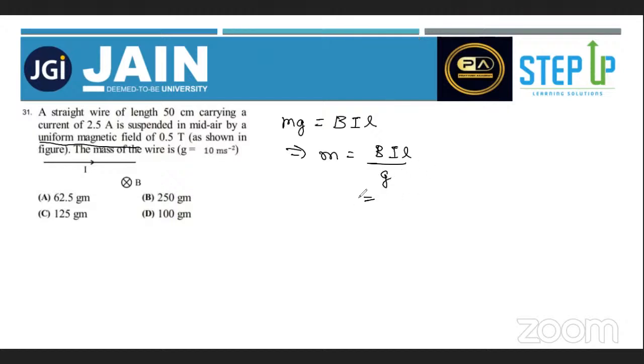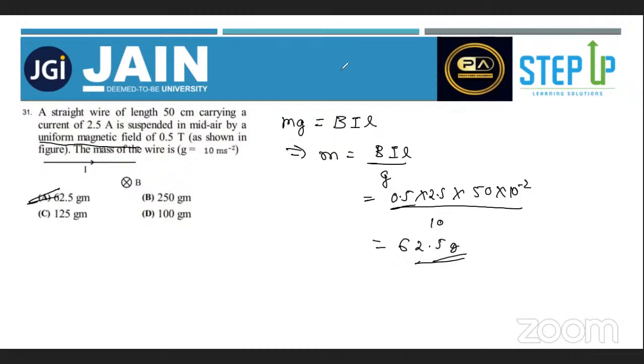Yeah, option A. Okay, fine. Good. When you substitute BIL, it will be 0.5 times 2.5 times 15 times 10 raised to minus 2, upon 10, which will give you 62.5 grams. So the first option. Okay, good.